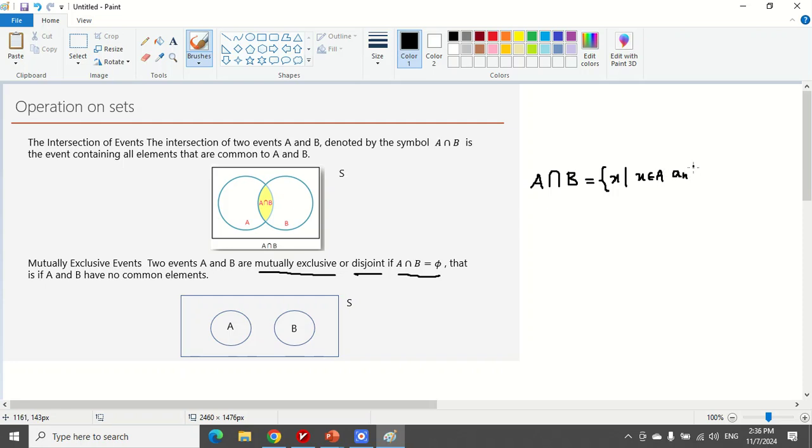When we say that something happens and another thing happens as well, it means that both of them should happen simultaneously, at the same time. So X belongs to A and X belongs to B. In this case, we can say that A intersected by B is given by these values. As you can see over here, this is the common part between A and B, and we shaded it, and you can see the intersection of two sets or two events.